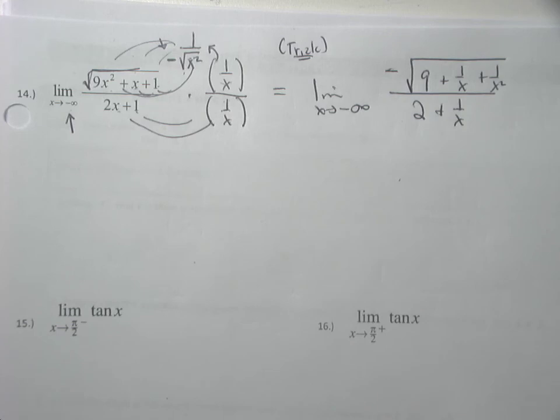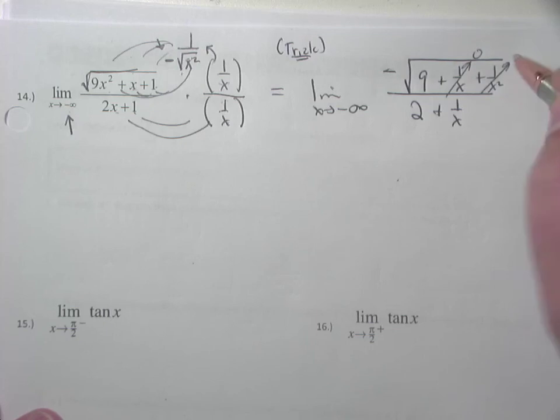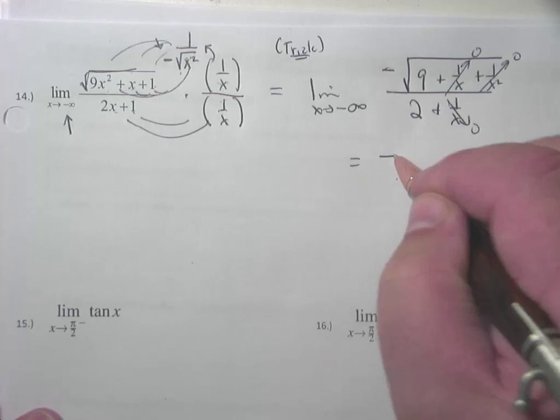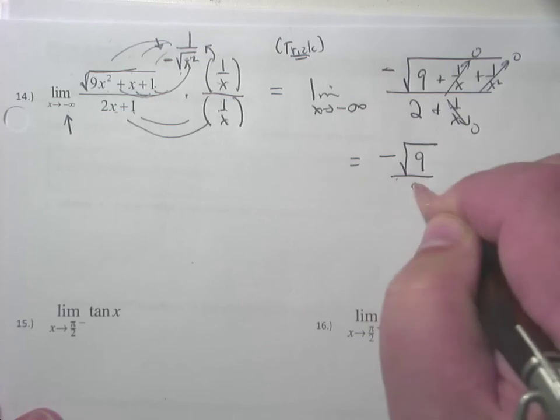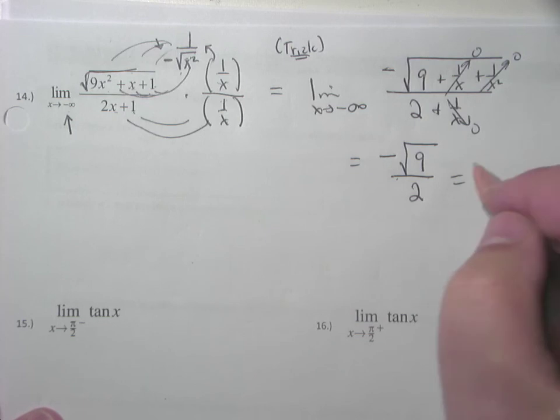When I take my limit as x approaches negative infinity, when the negative infinity is in the denominator, these fractions still go to 0. So 1 over x will go to 0, 1 over x squared goes to 0, 1 over x goes to 0. What am I left with? Negative the square root of 9 divided by 2. So what is my answer on this one? Negative 3/2.